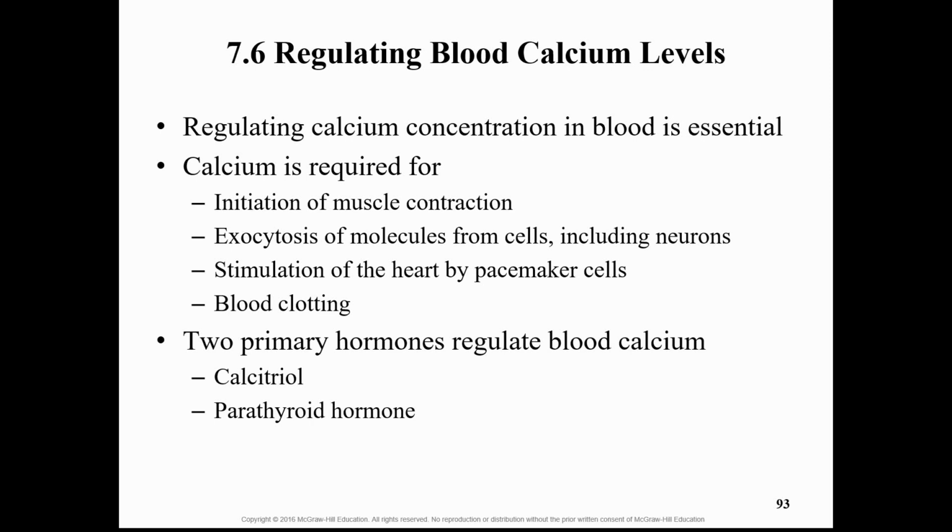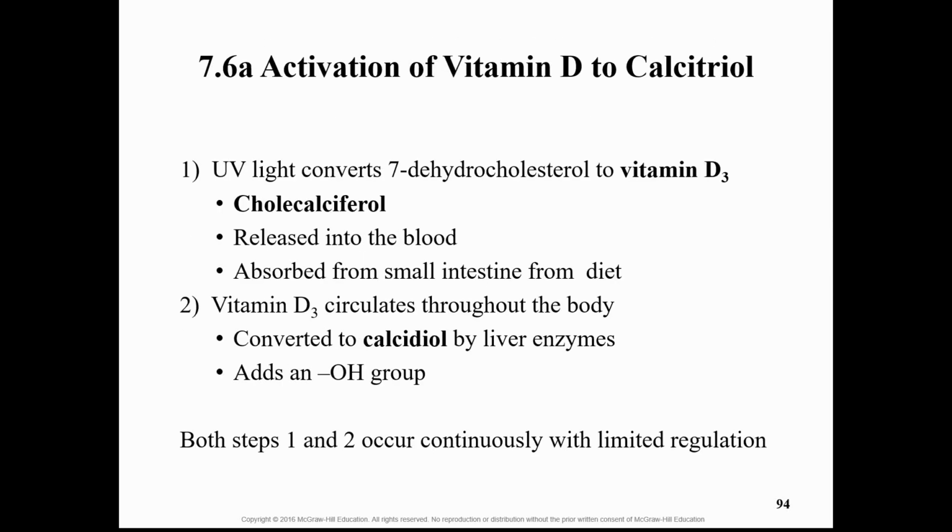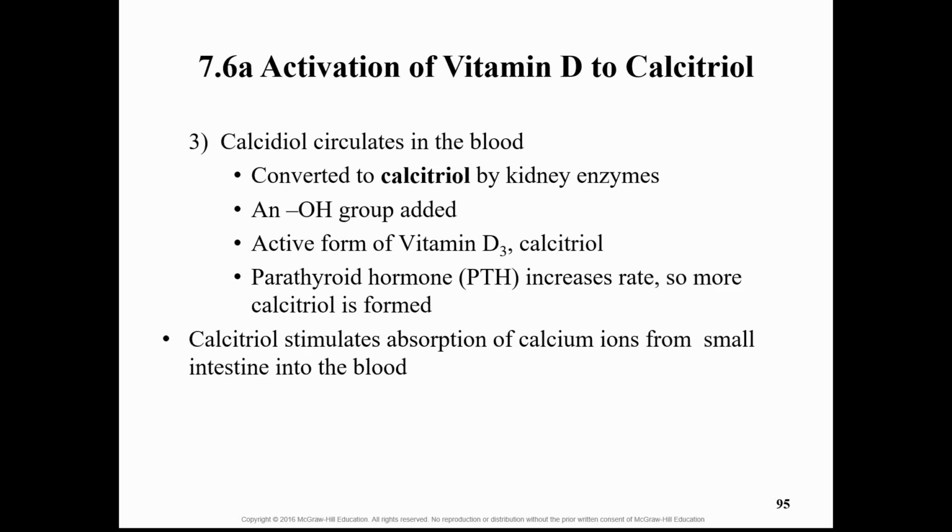Now there's two hormones that help regulate calcium in the blood: calcitriol and parathyroid hormone. So UV light is going to convert 7-dehydrocholesterol into vitamin D3, also known as cholecalciferol. This is released into the blood, and vitamin D3 helps us to absorb calcium from our diet. Calcitriol is the active form of vitamin D3.